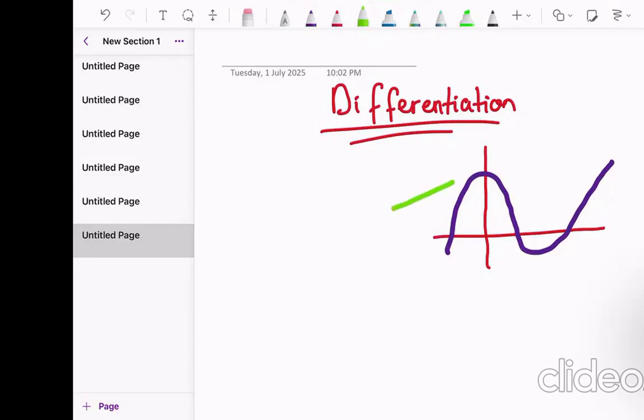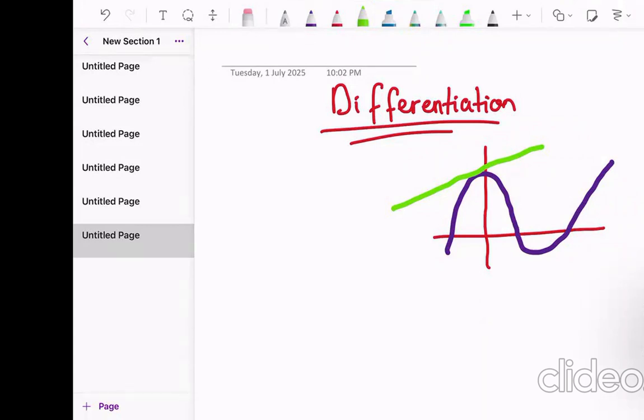What is a tangent? Anybody can tell me what a tangent line is? A tangent line is like an estimation for a curve. The basic concept of a tangent is a line that is touching a certain point, not crossing, just touching a point. This green line is a tangent line that is touching the curve point.